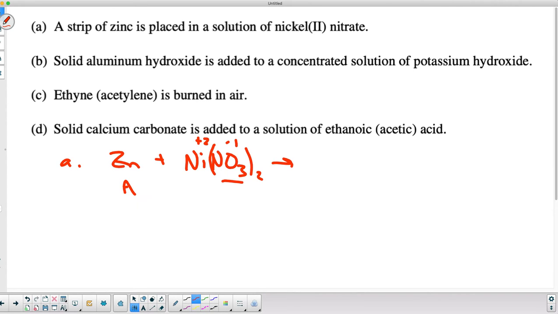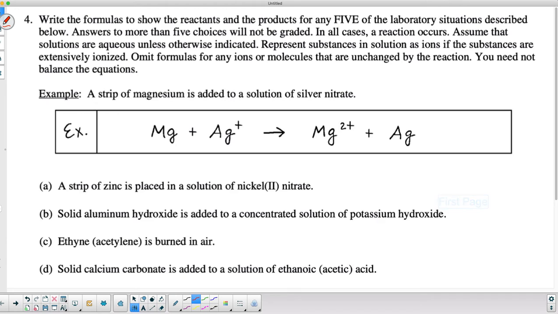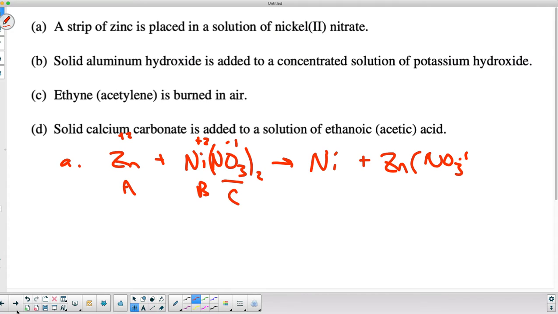In this situation, this is a straight single displacement reaction. What does that mean? That means that A can be positive, plus 2, nickel's positive, so A and B switch places, and C, the negative part of the compound, stays the same. So if it's switched, it looks like this, Zn NO3 with minus, well, minus 1 doesn't show up. Give me a second here. Okay. So that's NO3 with a minus 1 like that.